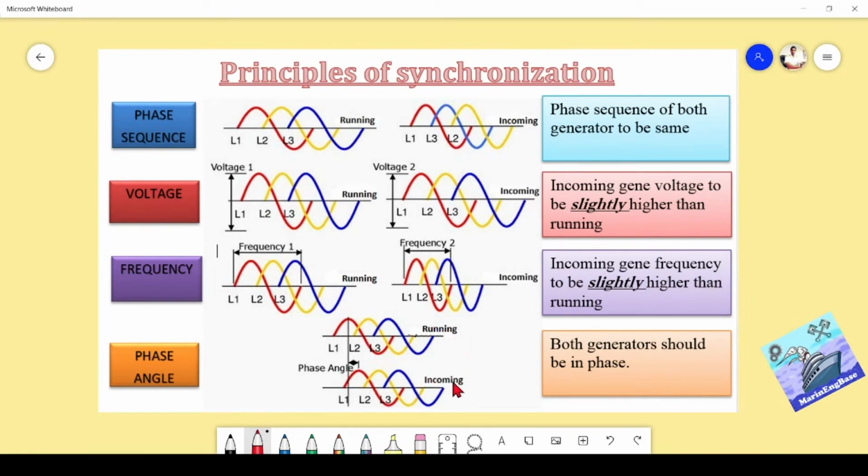The phase is something like that. Now this is the running generator's one phase, let's say R. Suppose the incoming generator's R phase is not in the same phase, and at this time this one has positive and the incoming one has negative. If this is a 440 volt system, here is minus 440, here is plus 440, then the voltage difference at this moment is 880 volts or so.